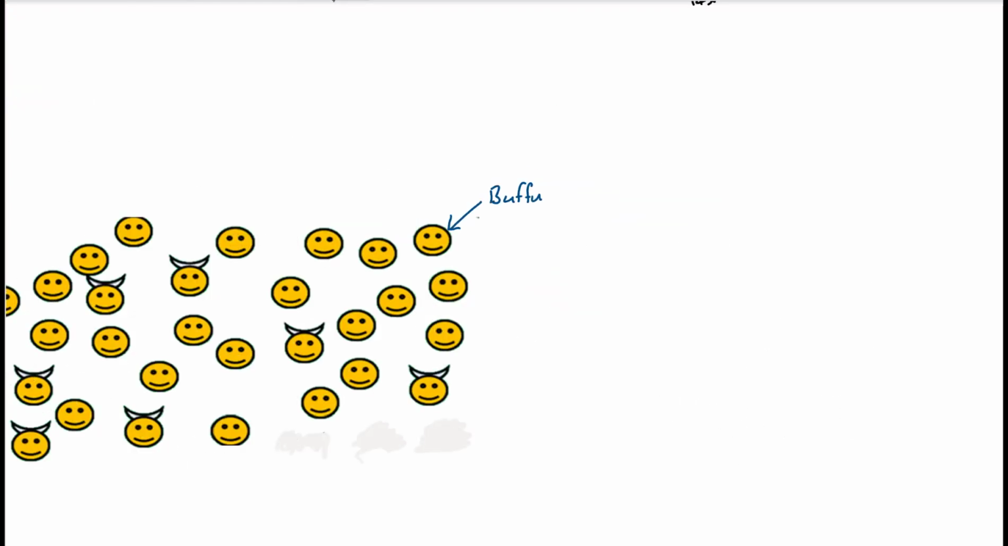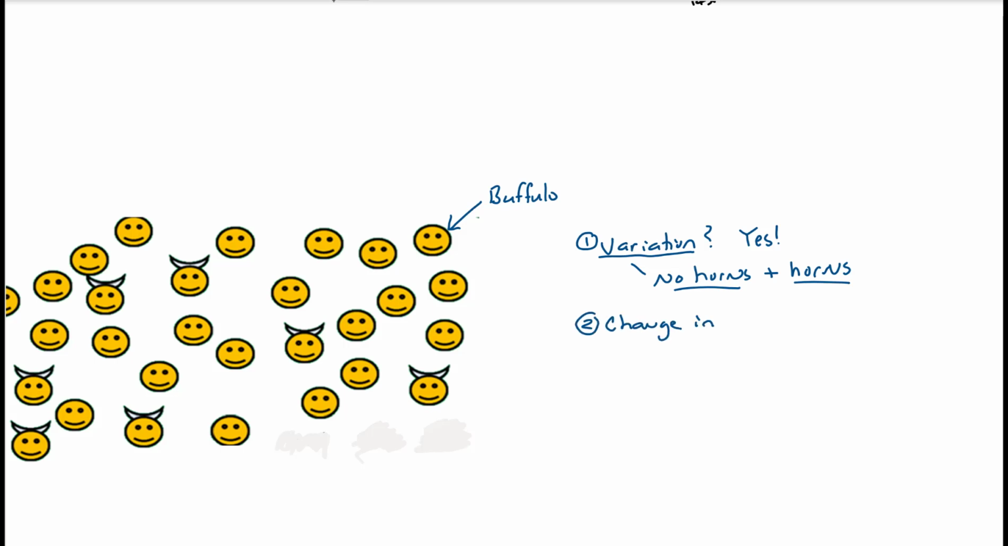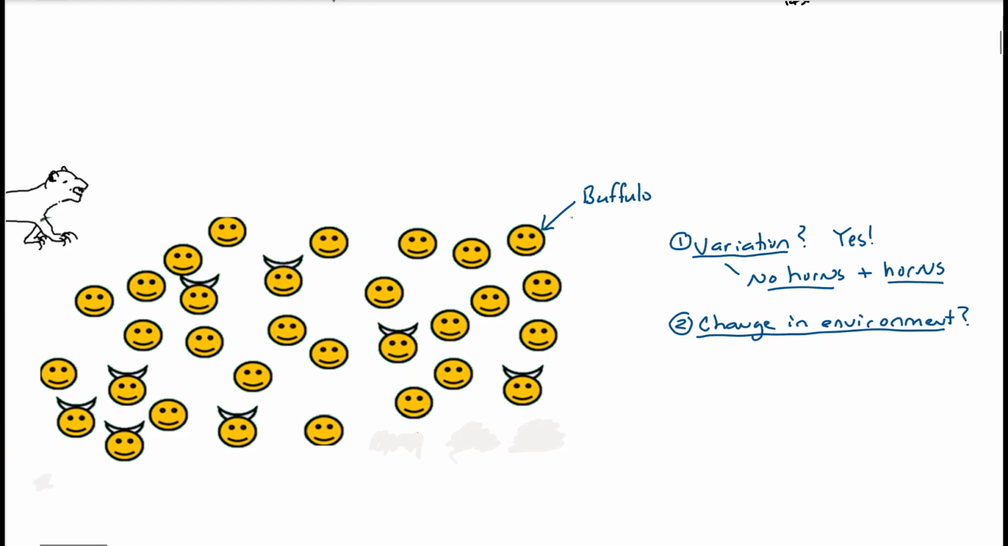We have our little population of bulls in this scenario, or buffalo. Is there variation? I think so. You get buffalo with no horns, and you have some buffalo with horns. So there is variation. And we also need a change in the environment. Something that will disrupt this population. Oh, there he is. You got a predator. Strolls on in. The predator will be the change.